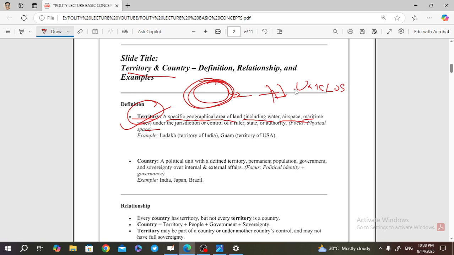So we can discuss it later about what is UNCLOS, what are the objectives, what is the rationale behind India being included in UNCLOS, and what are the future applications of UNCLOS. These are the things we can discuss later when we discuss the geopolitics section.